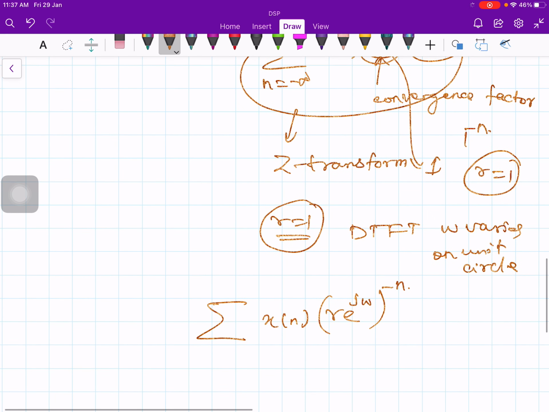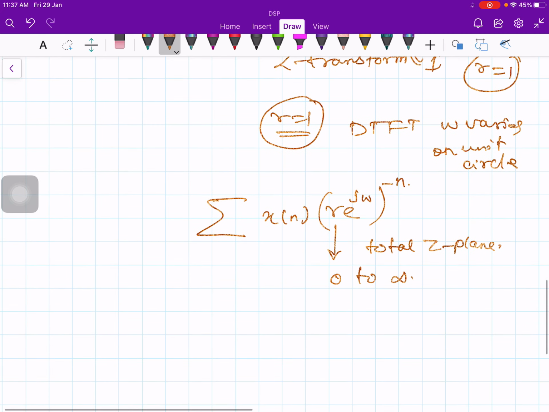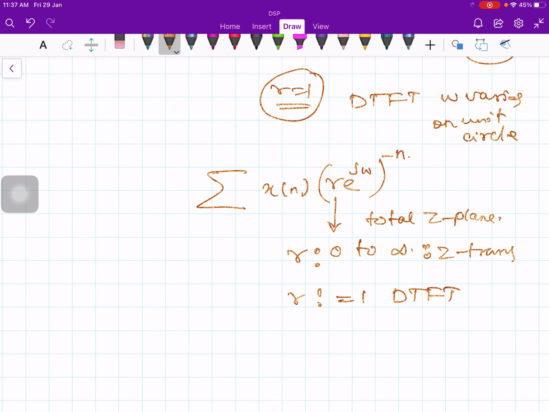So we introduced a new variable which can now encompass the total Z plane because of this small r. The small r can vary from 0 to infinity. In DTFT, r is equal to 1. Therefore, in DTFT, small r was restricted to be equal to 1.